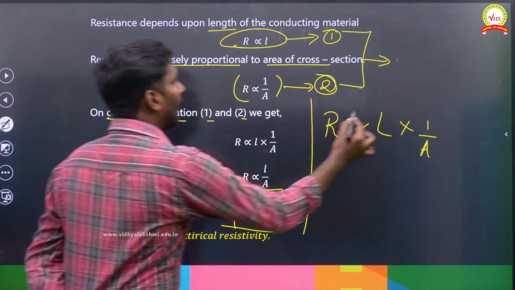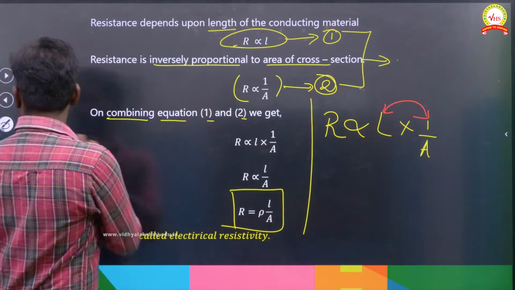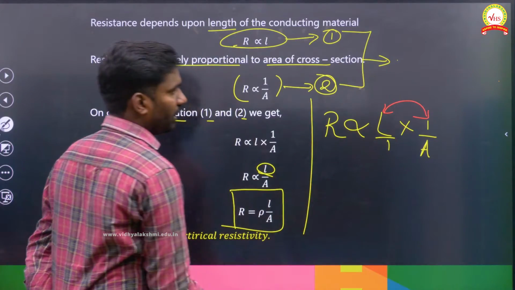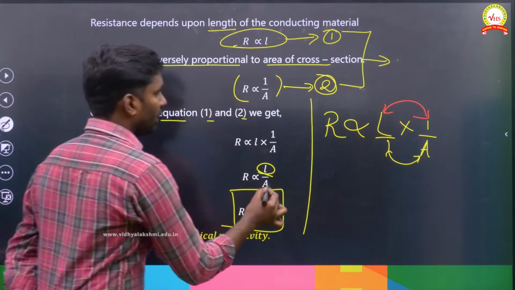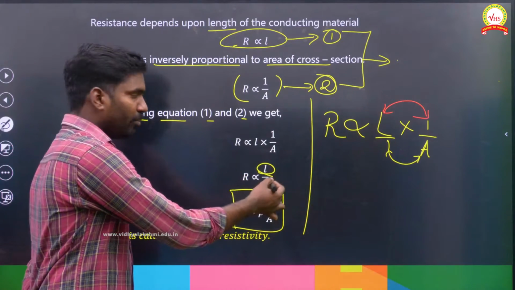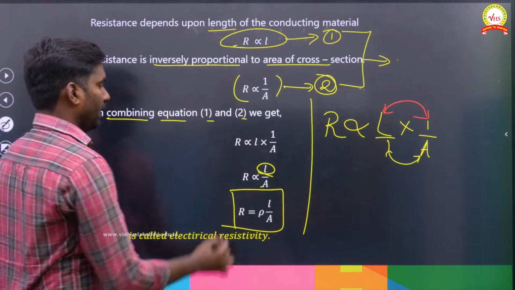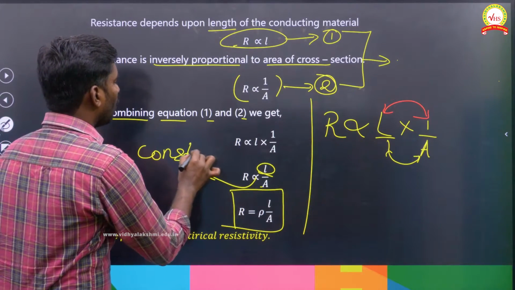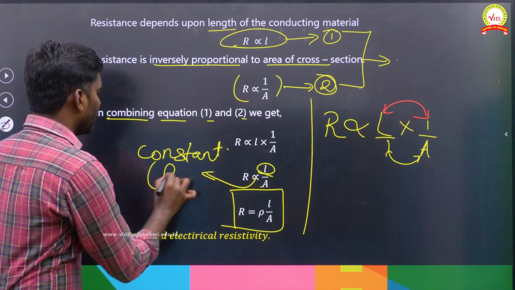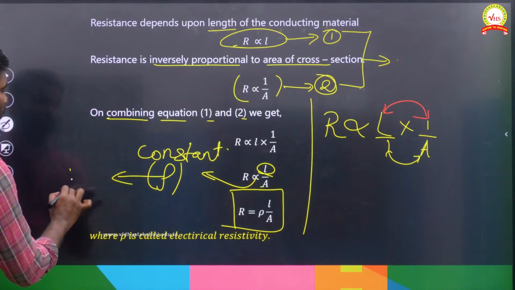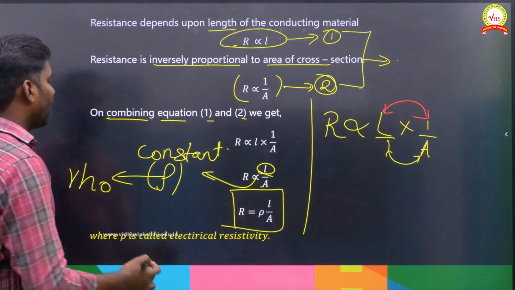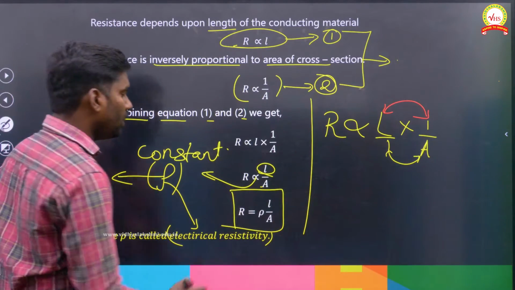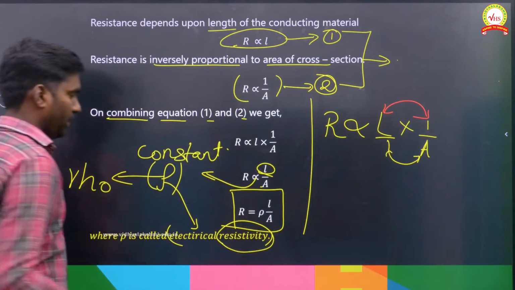If you multiply L into 1, we get L, right? And in the denominator, just assume 1 is A, so 1 into A gives A. So R is directly proportional to length and inversely proportional to area. While removing the proportionality symbol, we introduce a constant. We will call this constant rho. How do we pronounce this symbol? You need to pronounce it as rho. And what does it represent? It represents the electrical resistivity, or simply resistivity.